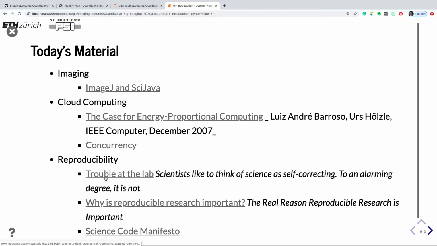By the way, this Trouble in the Lab is an article in The Economist, but you can register for free access to that article if you provide your email address, and then you get a lot of mail afterwards. They tell you, oh, now we have this nice article, etc., etc. But anyway, the article is actually worth reading.